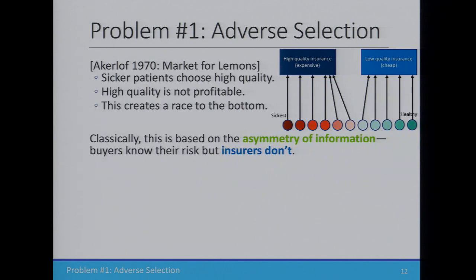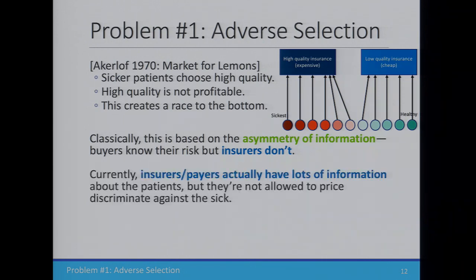Okay. So this theory of the race to the bottom and adverse selection is based on the notion that there's some asymmetry of information. So the idea is that buyers know how risky they are, but insurers don't. That's what it is classically based upon. But that's not actually the setting that we're in. The setting we're in is that insurers know tons of information about the patients. They're collecting information about them. They have big data about them, but they're not allowed to use it because they can't price discriminate against the sick. So how can we use this information? We're not actually in the classical adverse selection situation, but we're seeing adverse selection. So how can we mitigate it using the information that they actually do have?